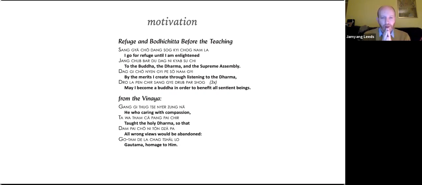The next verse in English. He who, caring with compassion, taught the holy Dharma so that all wrong views would be abandoned, Gautama, homage to him.